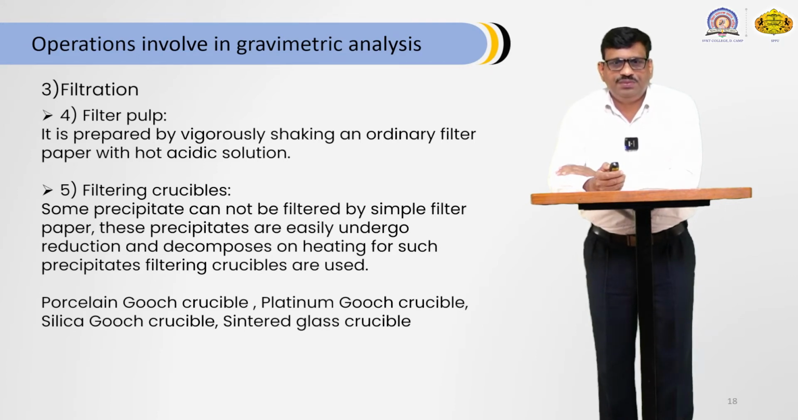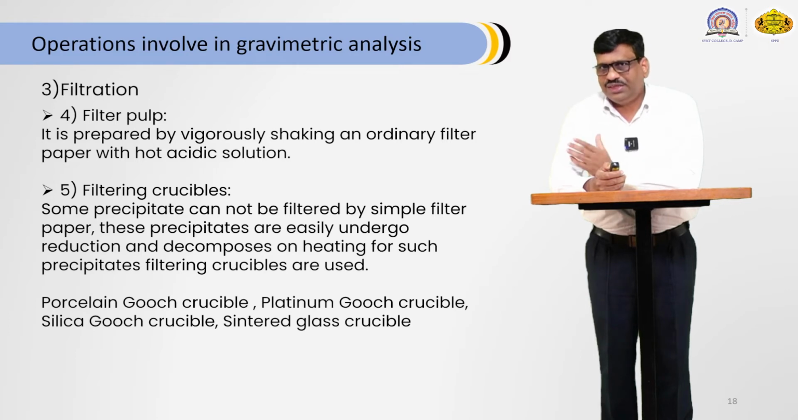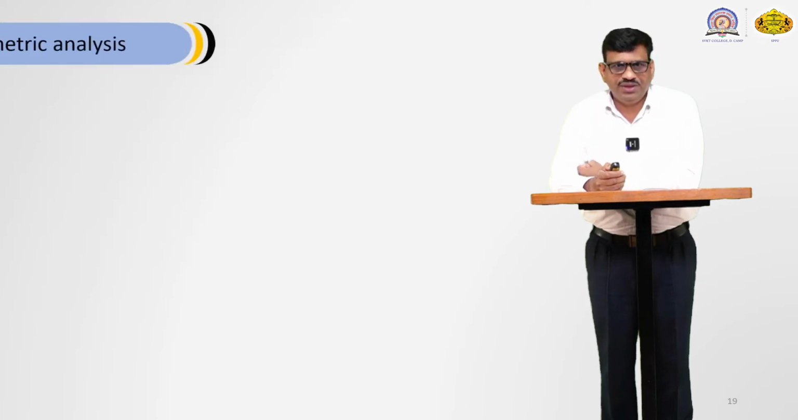Some precipitates cannot be filtered by simple methods. These precipitates easily undergo reduction and decompose on heating. For such precipitates, filtering crucibles are used. These are some filtering crucibles: Gooch crucible, platinum Gooch crucible, silica Gooch crucible, and sintered glass crucible. These are the methods used for filtration, and filtration is the technique in which the precipitate is separated from the mother liquor.